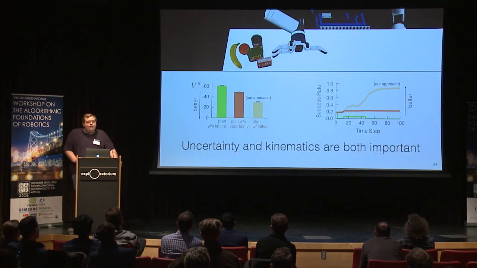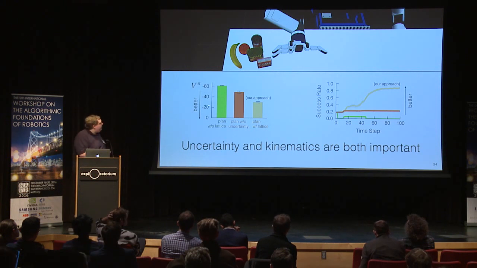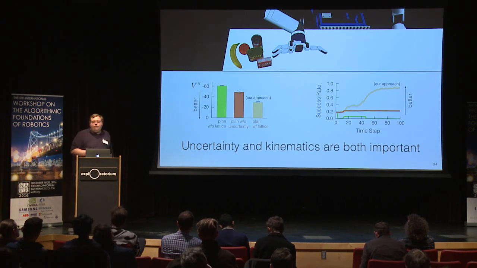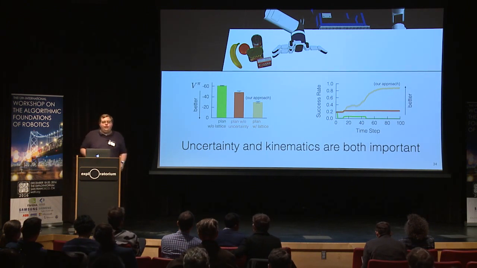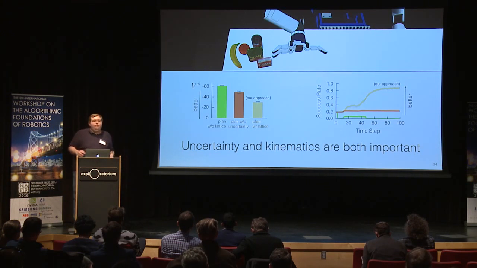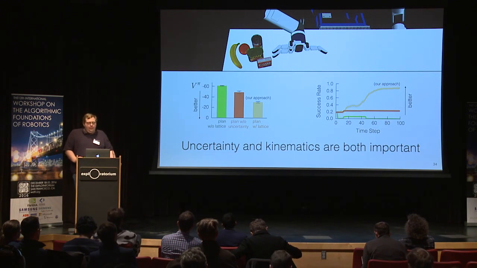We did a fairly extensive evaluation of this in simulation. I don't have time to go into all the details here, but the takeaway is that we compared it to a baseline that considers uncertainty but not kinematic constraints, and a baseline that considers kinematic constraints but not uncertainty. And you can find problems where each of those is optimal, but you can also find problems like this one here, where both of them perform significantly worse than an approach that considers both kinematic constraints and uncertainty jointly.